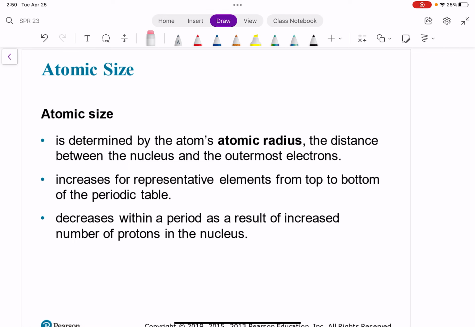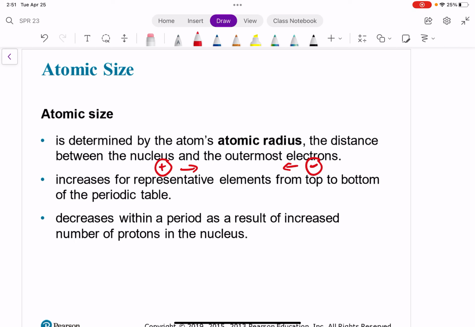Okay, so atomic size. It turns out that the size of these atoms is determined by the atom's atomic radius, which is the distance between the nucleus and the outermost electrons. And the reason for this is that there's an overall positive charge in the nucleus, right? The nucleus has protons and neutrons. And since those protons are positive and those neutrons don't have a charge, we have an overall net positive charge in the nucleus of our atom. And then our outermost electrons have a negative charge. So those are attracted to each other, so they're going to pull towards each other. And that's going to determine the size of the atomic radius.